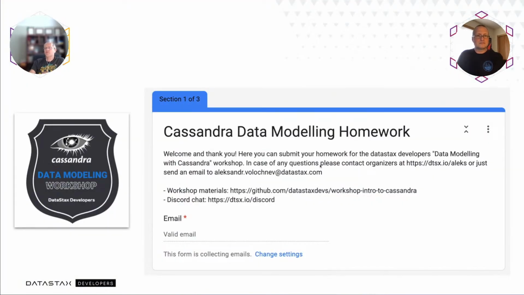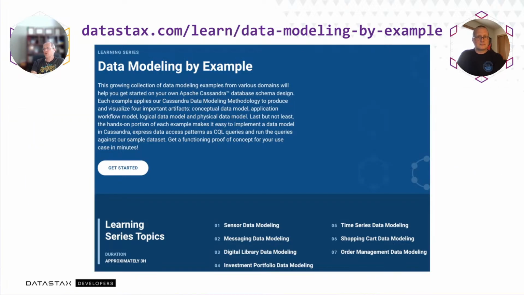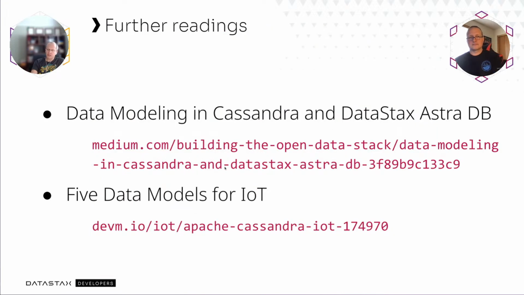Of course, to continue learning about data modeling, you can do the homework. The GitHub repo README contains instructions on how to submit that homework and get the badge if you'd like. The sensor data modeling example came from the data modeling by example learning series. There are 6 more examples, some of them more advanced, and some use indexes, materialized views, or batches, so you can learn about those features as well. For homework, we ask you to do the time series data modeling.